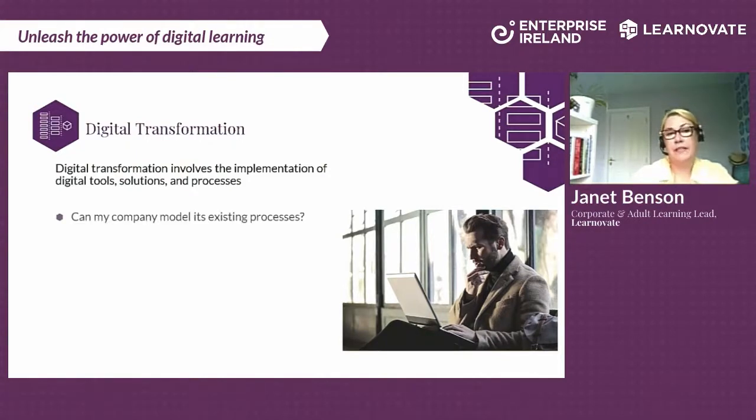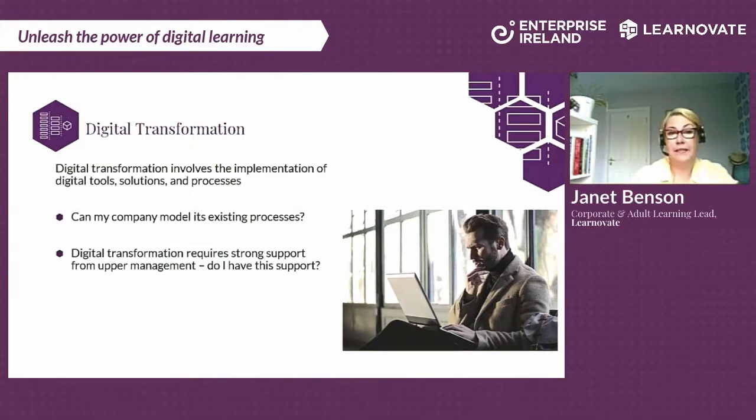There are a couple of questions I think companies should ask of themselves if they're going to digitally transform. Number one, can my company model its existing processes? So can we model what we already do in an online environment? And also, digital transformation requires strong support from upper management. So if you're in upper management yourself, or you have upper management in your company, you have to make sure that the support is coming from the top down. That actually comes from the research in general around online learning. Any kind of new implementation of a new strategy definitely requires a top-down approach, and employees need to see that management are on board with it. It ensures that they're then also on board with it.